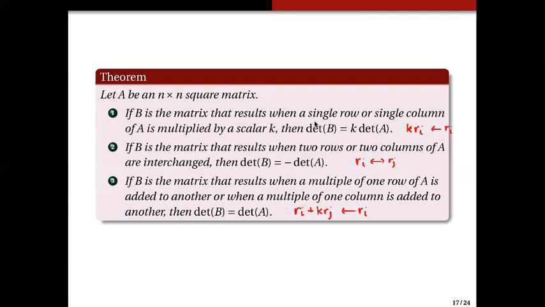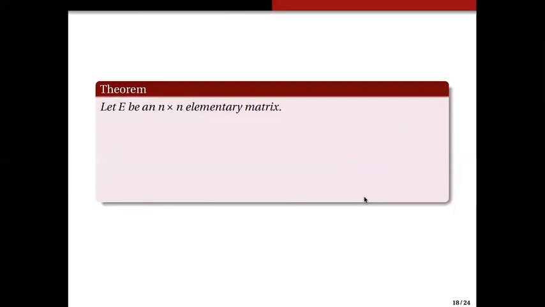But what happens to the determinant? Again, for the first row operation, the determinant of the original matrix is multiplied by K. Here, the determinant of the original matrix is negated. And in here, the determinant is the same as the determinant of the original. Okay, so we will see an example for this to show how things go on.